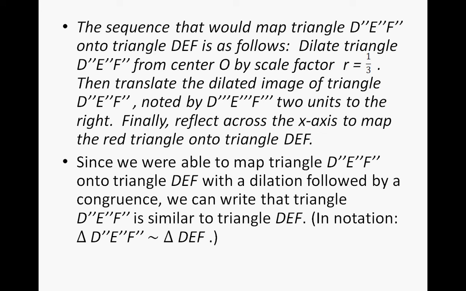All right, so since we're able to map that triangle onto the original with a dilation followed by congruence, we can write that triangle D double prime, E double prime, F double prime is similar to triangle DEF, and in notation it would be the triangle sign, then the double prime symbols, and then our similarity symbol, and so on.